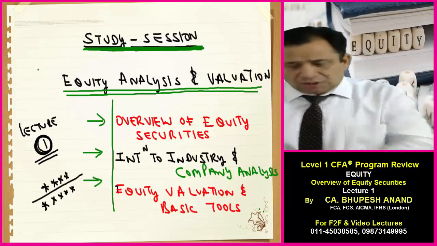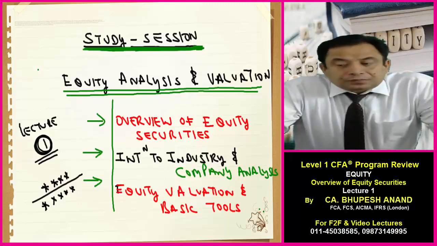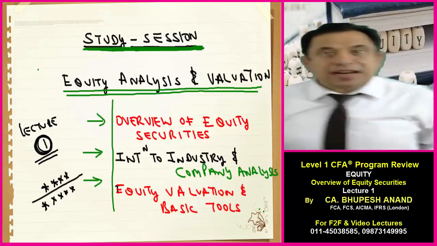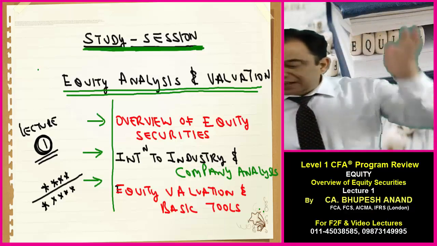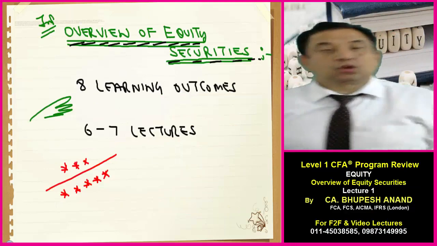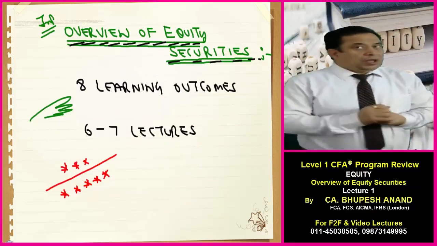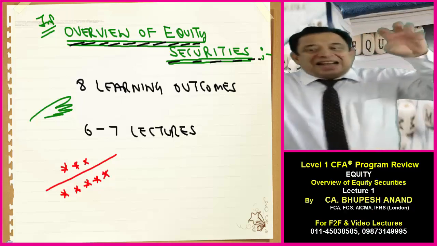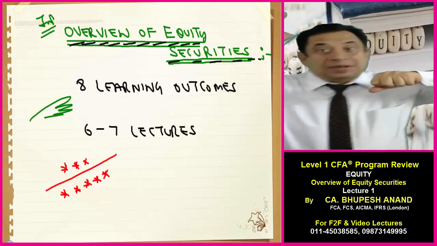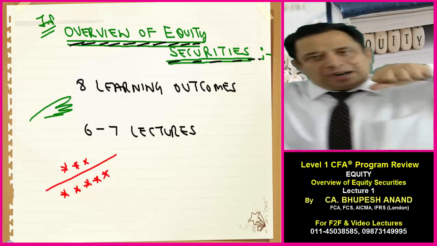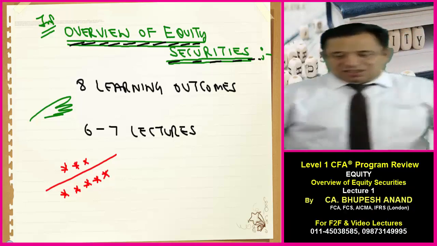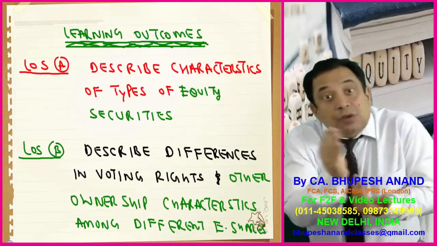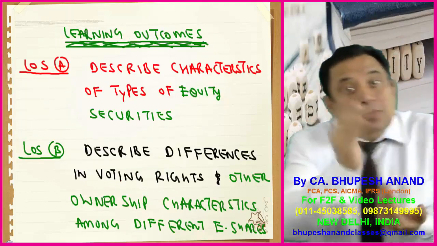Just write down this lecture number 1. Overview of equity securities, introduction to industry and company analysis, equity analysis, and basic tools. So today I will be starting with a basic introduction of overview of equity securities. It has 8 learning outcomes. So I will be taking 6 or 7, or 8, maximum 8 lectures, and I have given 3 stars out of 5 stars. So these are the learning outcomes which are given to me as per CFA curriculum.